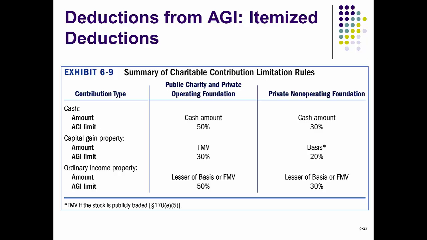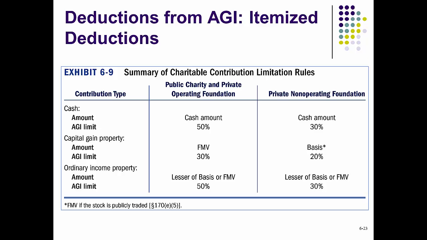Step 3, apply the limitation to the 20% contributions. The 20% contribution limit is the lesser of A, AGI times 20%, or B, AGI times 30% minus the contribution subject to the 30% limit, or C, AGI times 50% minus the contribution subject to the 50% limit and the contribution subject to the 30% limit.